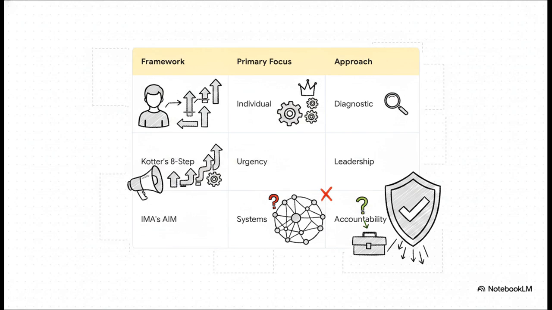Kotter's 8-step model. This prescribes a sequential leadership process. It excels at the front end of transformation by creating organizational urgency and building guiding executive coalitions to drive the mandate forward. IMI Worldwide's AIM framework. This approach is unique. It treats implementation as an ongoing behavioral system rather than a phased IT project. AIM focuses heavily on organizational systems, demanding active sponsor accountability and specific cascade design across all middle management layers. Crucially, it treats resistance as a diagnostic signal about the system itself, requiring leaders to respond strategically rather than just broadcasting more generic corporate communication.